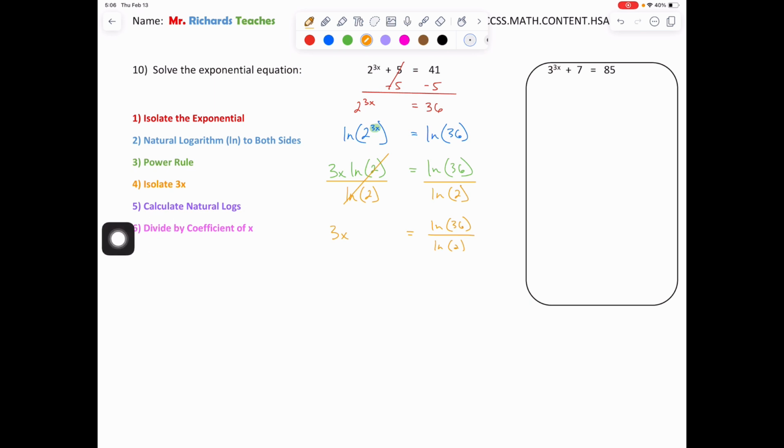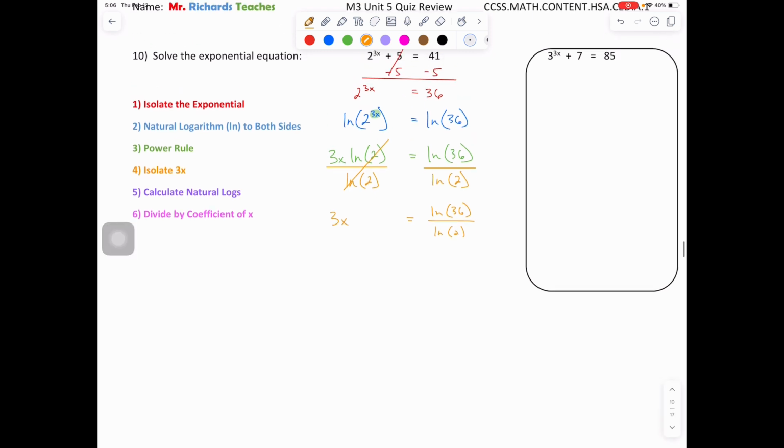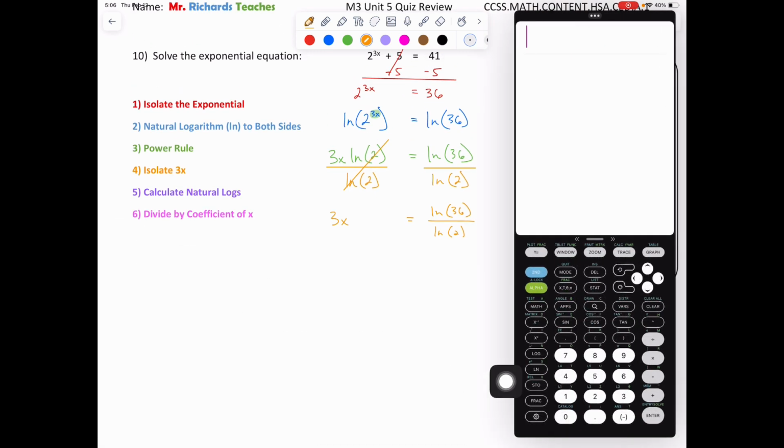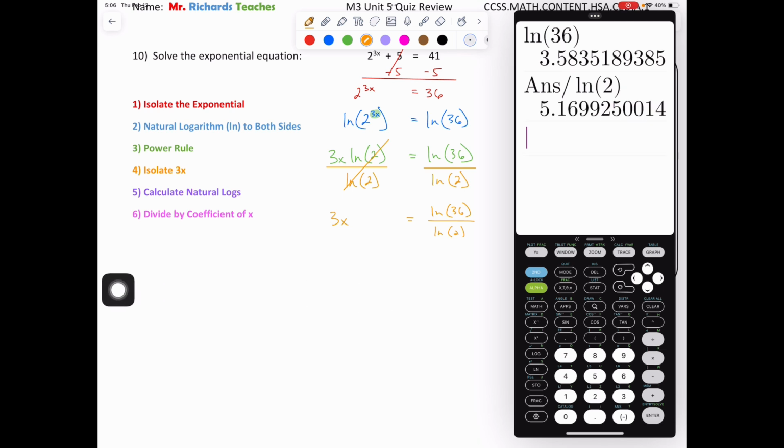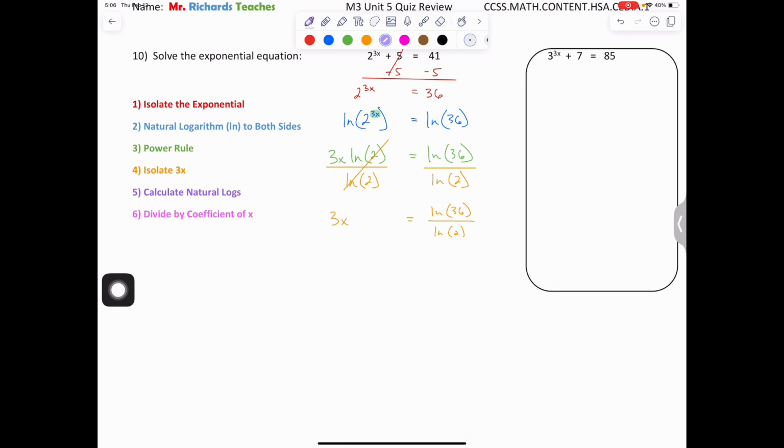All right, so what we can do is we can truly just do this in the calculator. Yes, exactly what we'll do. We will hit the natural log, that ln right there. We will type in 36, hit enter. Then we will hit divide because we have our fraction. And we'll divide that by the natural log of 2. So again, hit that ln, type in our 2, hit enter. What do we get? 5.1699. We'll stop right there.